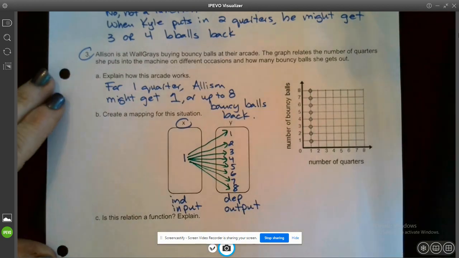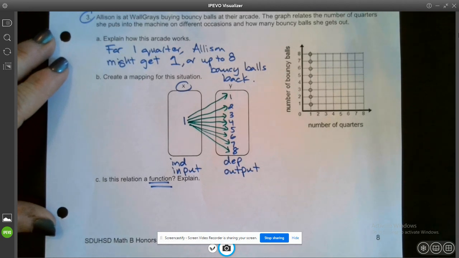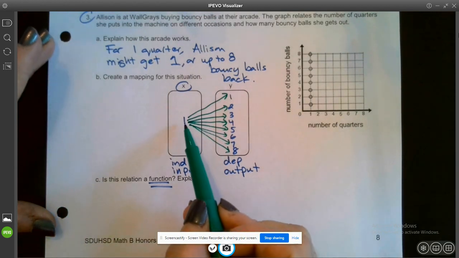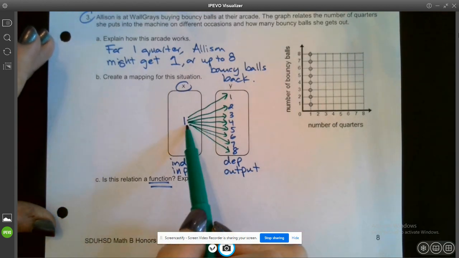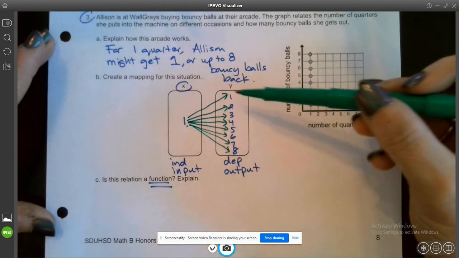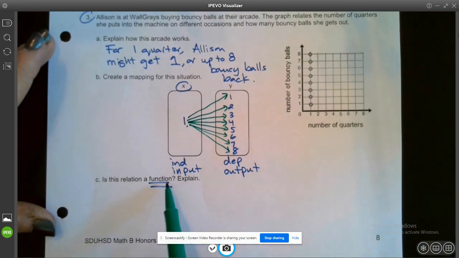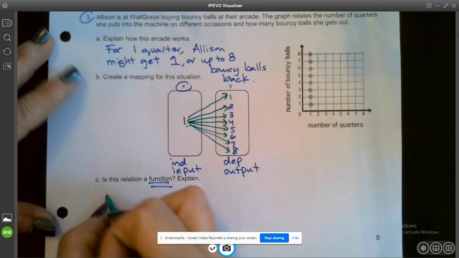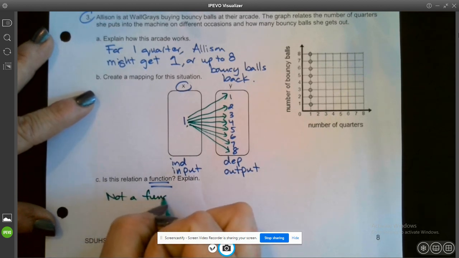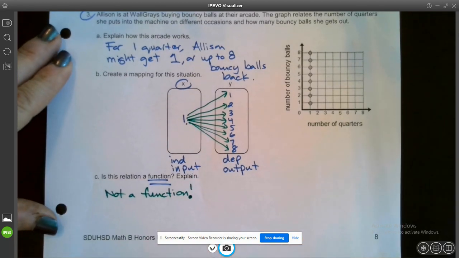So let's go back to this idea of function. I'm going to move this up just a little bit. Is this relationship a function? So if you can remember what I was talking about with Kyle when he went to Brite Aid, again, is Allison guaranteed to know right now when she puts in 1 quarter the exact number of bouncy balls she's going to get back? No. Okay. So for that 1 quarter, she has so many different options. So when that is the case, it is a broken arcade. It is now not a function. It is broken. So not a function. I'm going to say, maybe I'll make that an exclamation point, just make it really, really not a function.